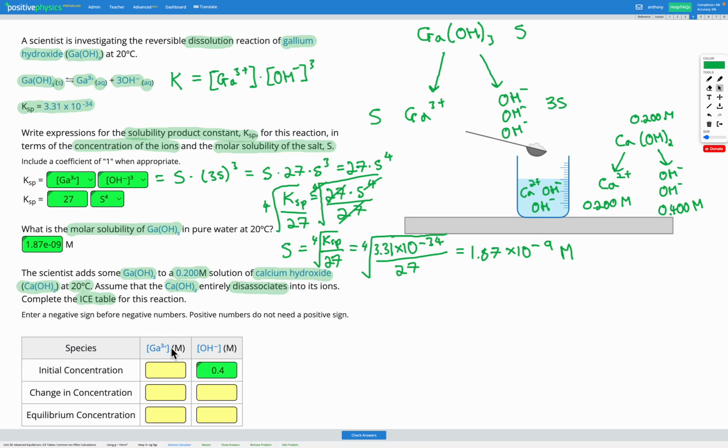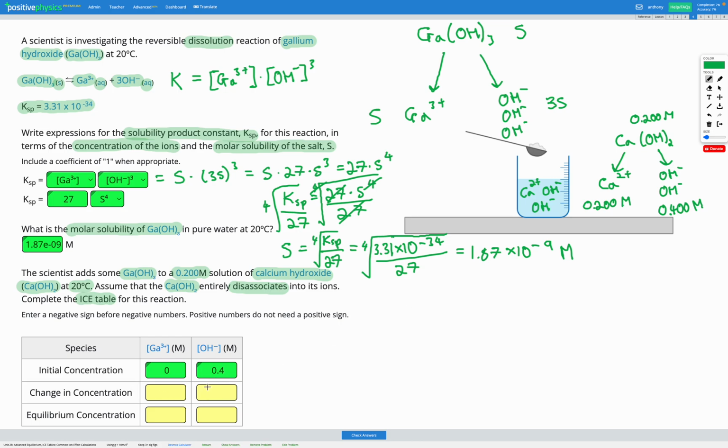Gallium is the other element in our ICE table. Now we're just adding some solid gallium hydroxide. So to start with, we don't have any gallium dissolved, so that's going to be 0. Some of that gallium hydroxide is then going to dissolve, so at equilibrium we'll have some gallium ions and we'll also have hydroxide ions.